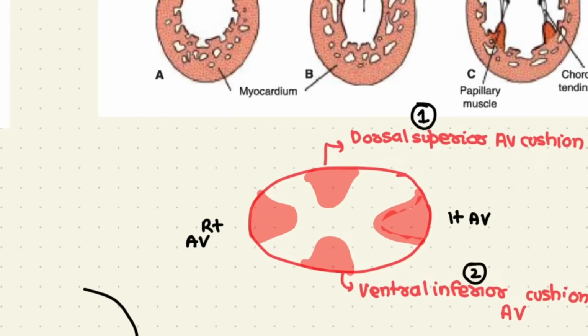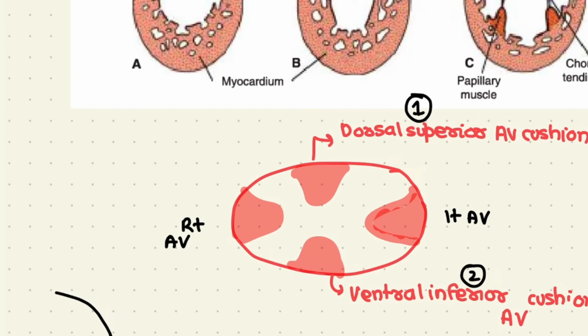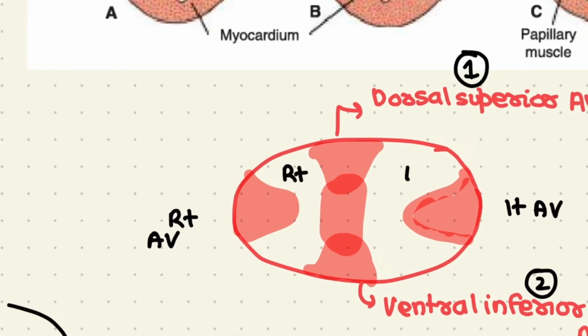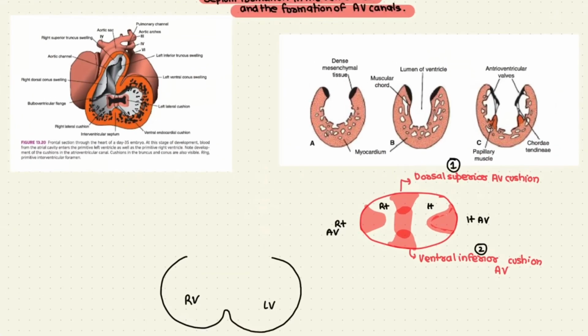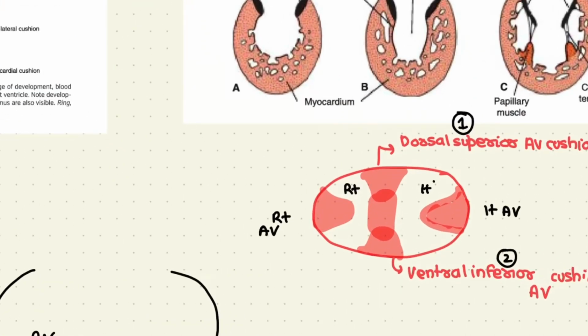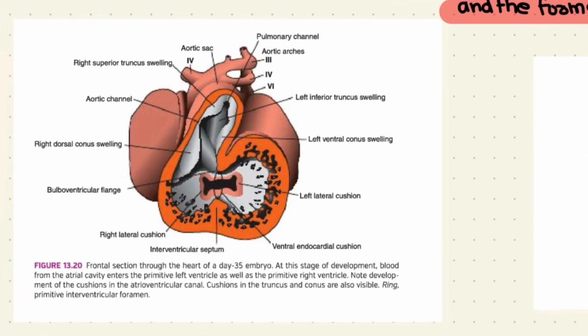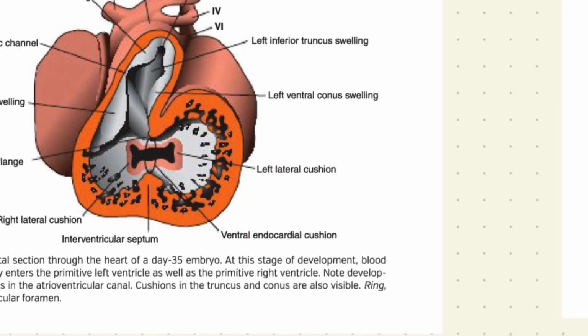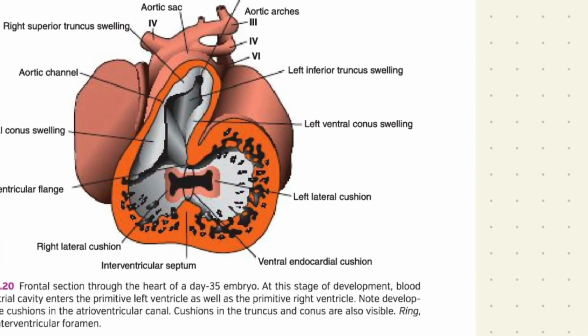Now the dorsal superior AV cushion will fuse with the ventral AV cushion, and what we get is the formation of a right and a left atrioventricular canal. So we are getting separation of the AV canals, so we get two AV canals now. But initially the AV canal only gives access to the primitive LV, not to the right ventricle, and is separated from the bulbus cordis by the bulboventricular flange. So initially these two AV canals open just into the left ventricle.